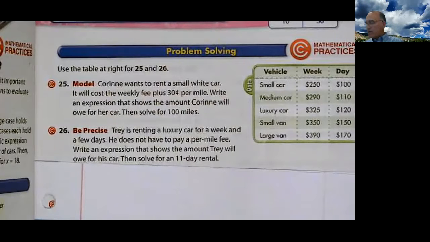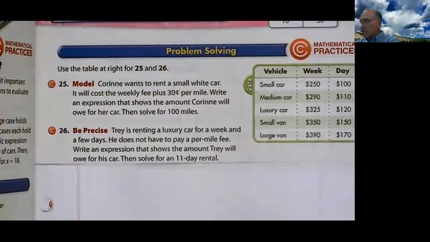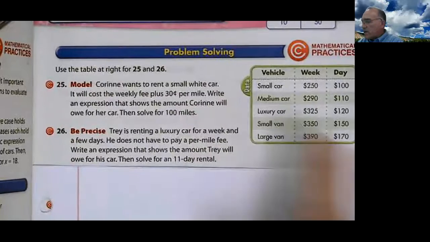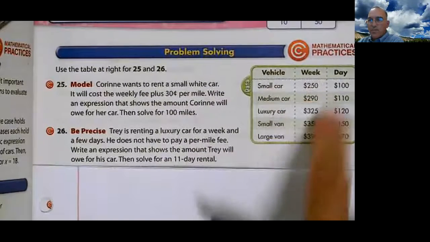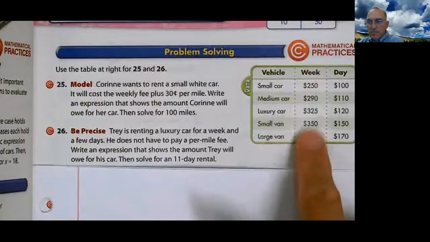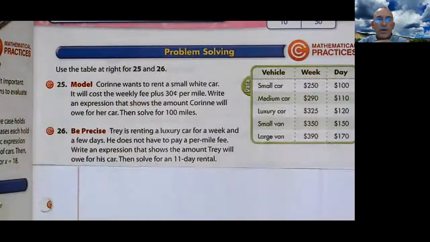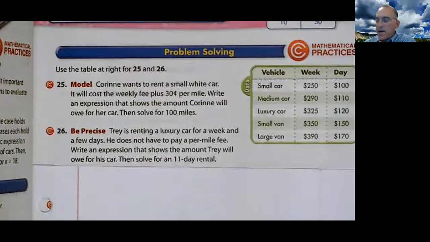Okay. Here we go. Welcome back. How did you do? Let's take a look. So you read the table. You have kind of vehicle, the week, how much per week, and how much per day. Look at the question. Corinne wants to rent a small white car. It will cost the weekly fee plus 30 cents per mile. Write an expression that shows the amount Corinne will owe for her car, then solve for 100 miles.